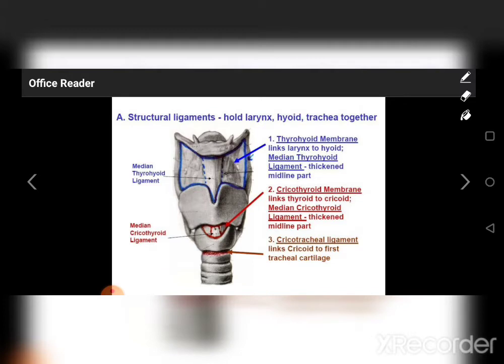Then we have some ligaments which hold the larynx, trachea, and hyoid together. These ligaments are thyrohyoid membrane. So this links the larynx with the hyoid bone. As the name indicates, thyrohyoid, and in the midline it forms the median thyrohyoid ligament, which is the thickened median part of this membrane. Then cricothyroid membrane, it links the thyroid to the cricoid, and it also possesses a median thickened band in the midline, which is known as median cricothyroid ligament. Then we have cricotracheal ligament, which connects the cricoid with the first tracheal ring. So as the name indicates, that is the attachment of the membranes.